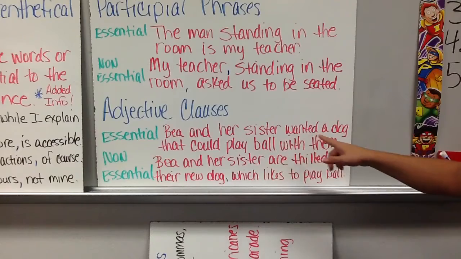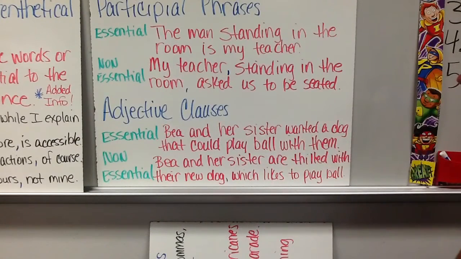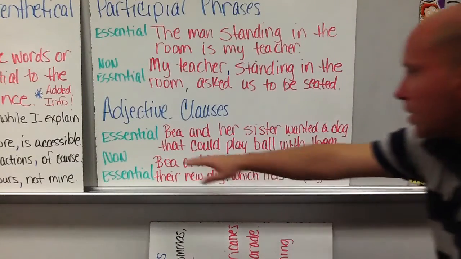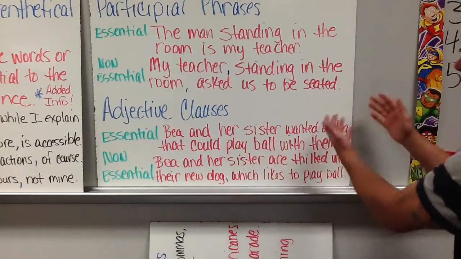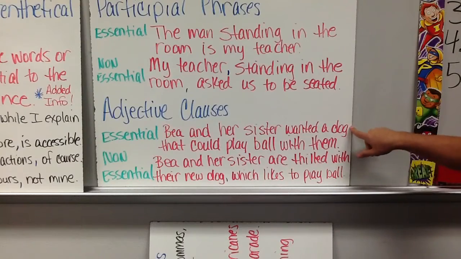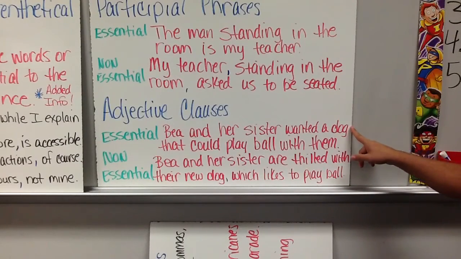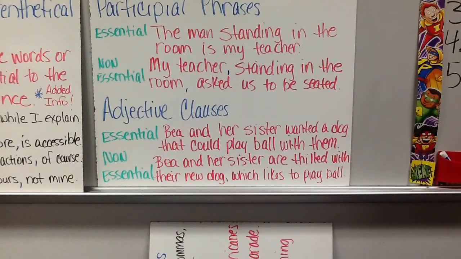Bee and her sister wanted a dog that could play ball with them. That could play ball with them is required information. It's essential to understanding what kind of dog she wanted, or the type of dog she wanted. So we wouldn't separate that with a comma right there, even though it may seem like we should, because that's where the clause starts. Bee and her sister are thrilled with their new dog, comma, which likes to play ball.